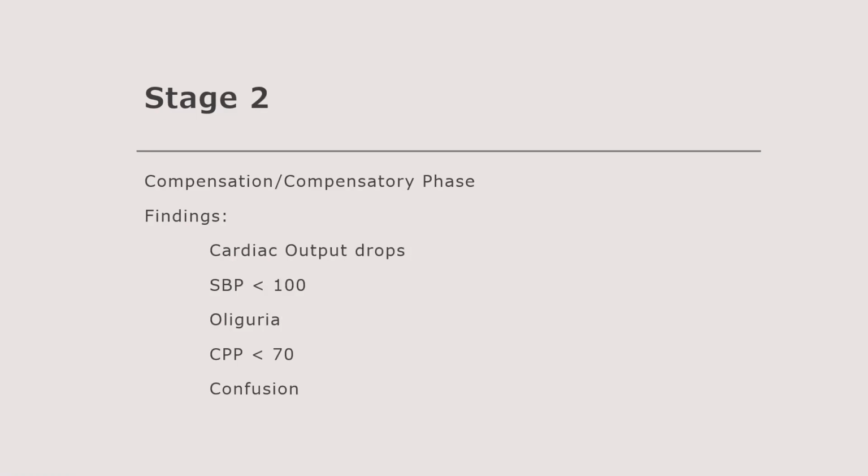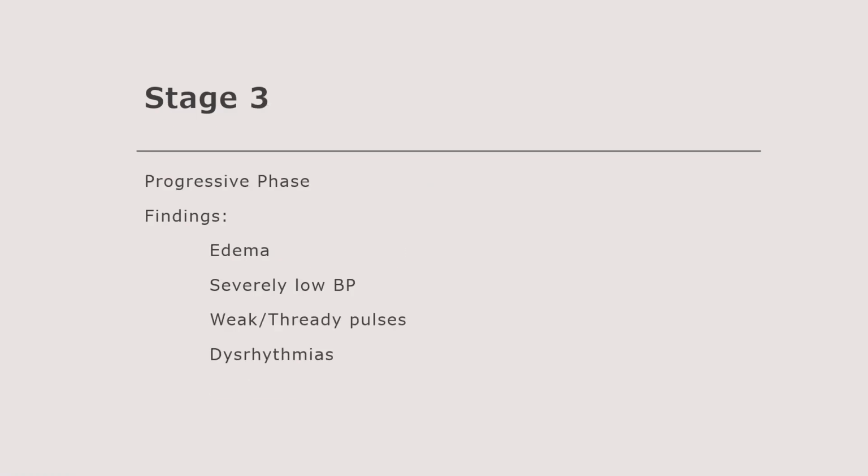Stage 2 is called compensation, or the compensatory phase. Typically, we see that the cardiac output drops. The systolic blood pressure begins to drop. We have decreased urine output because we can't perfuse anywhere. The cerebral perfusion pressure is typically less than 70. And these patients are in a state of confusion because remember, they're not perfusing. Our cardiac output has dropped. We are not circulating enough blood. The body is attempting to compensate, but it's not doing a very good job.